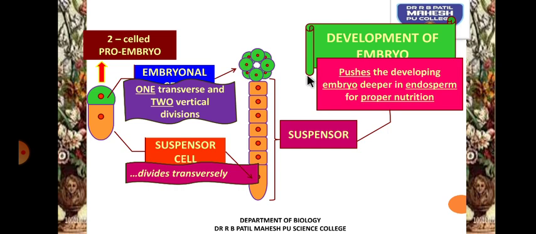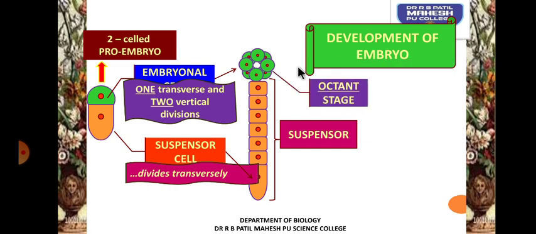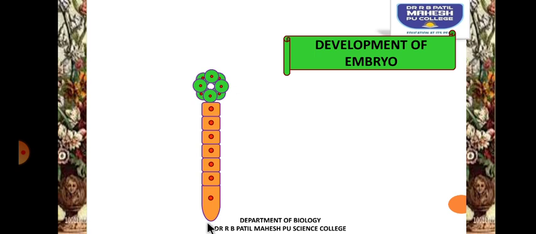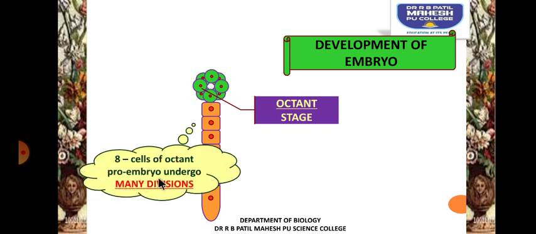Now these 8 cells divide again periclinally, like this. Prior to that, the 8-celled stage is called the octant stage, and those 8 cells are going to divide periclinally to produce the proembryo, which we are going to understand. Now this is the suspensor, students, this is the haustorium, and this is the octant stage of the embryo. Correct. Now the 8 cells of the octant proembryo undergo many mitotic divisions.